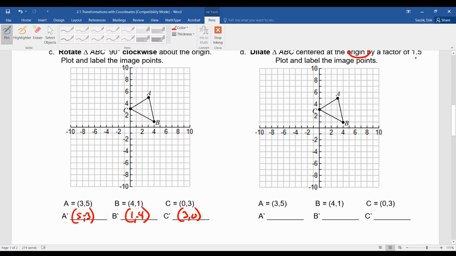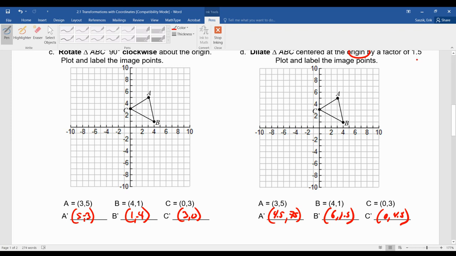This is simple. All we do is multiply each x and y value by the k factor. So this is going to be (4.5, 7.5). This would be (6, 1.5). This would be (0, 4.5). You can look at my solution document to plot the new triangle. Same thing with the other one.